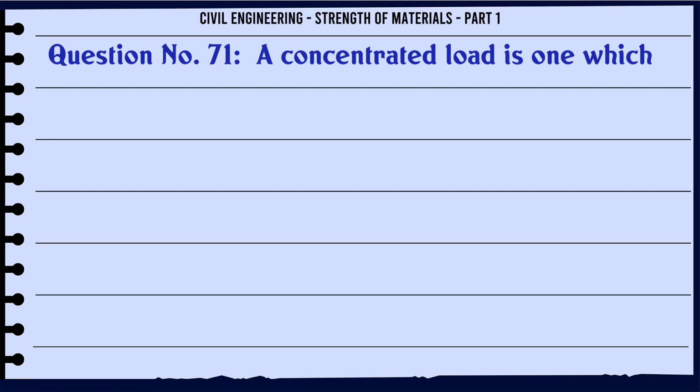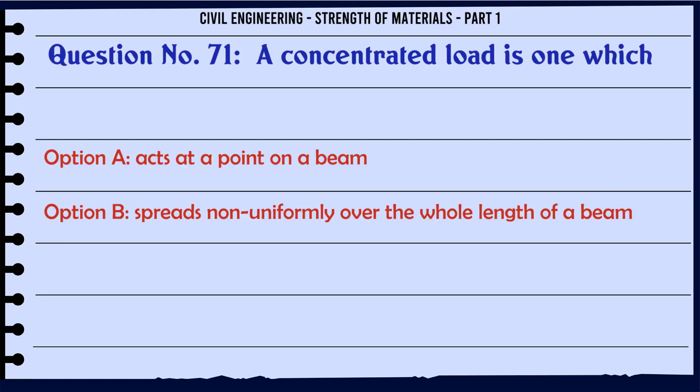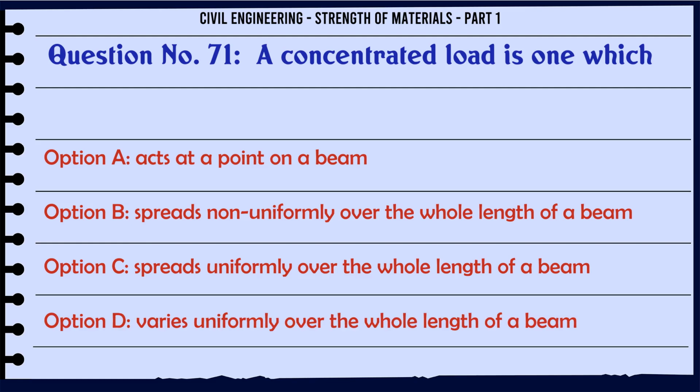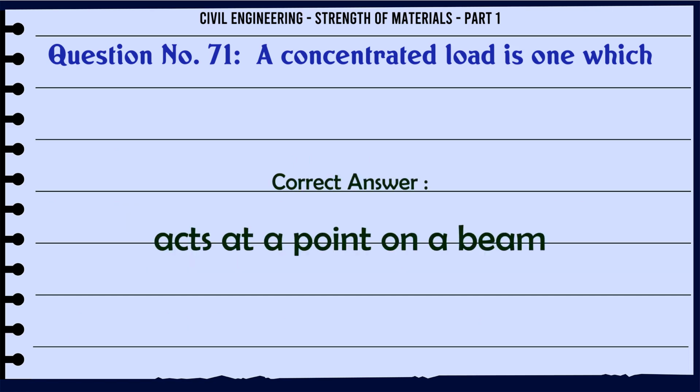A concentrated load is one which: A. acts at a point on a beam, B. spreads non-uniformly over the whole length of a beam, C. spreads uniformly over the whole length of a beam, D. varies uniformly over the whole length of a beam. The correct answer is acts at a point on a beam.